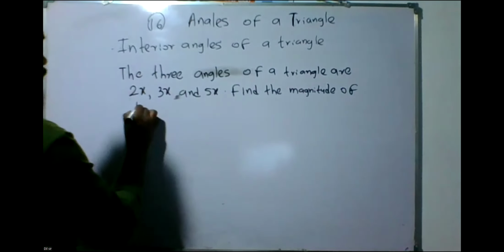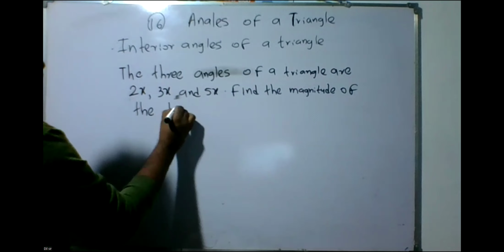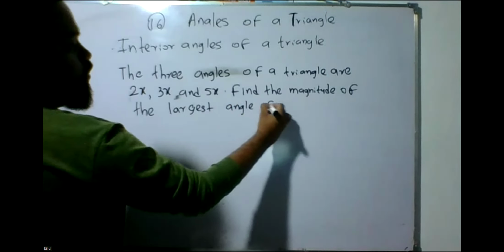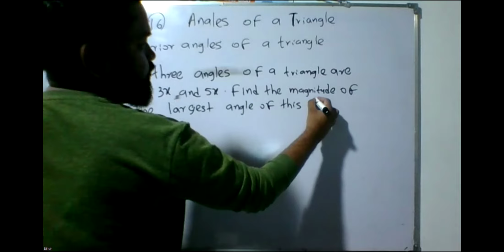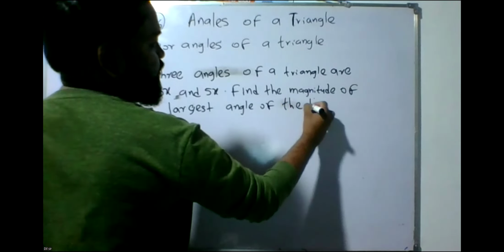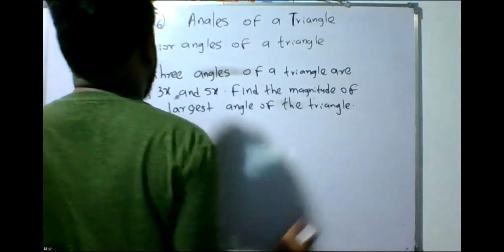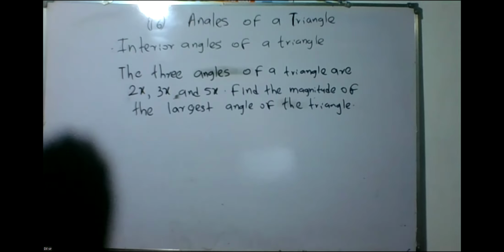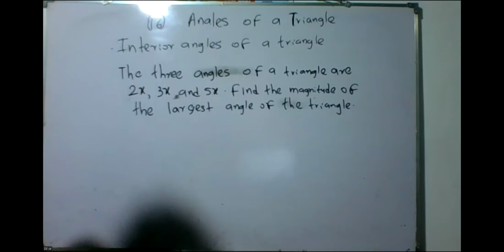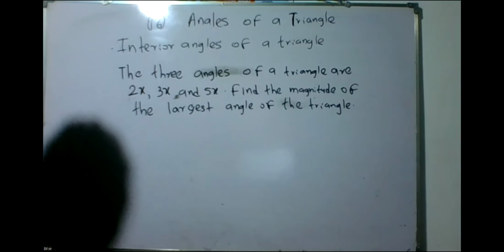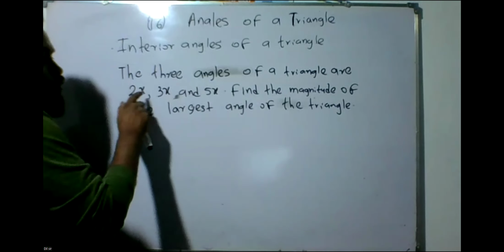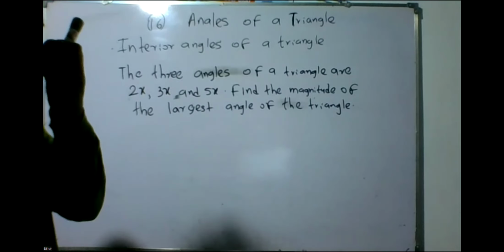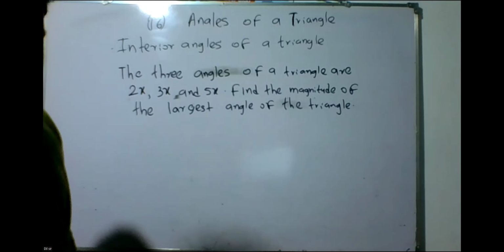of the largest angle of this triangle. The three angles of a triangle are 2x, 3x, and 5x. Find the magnitude of the largest angle of the triangle. You have to find out the magnitude of the largest angle. No figure.